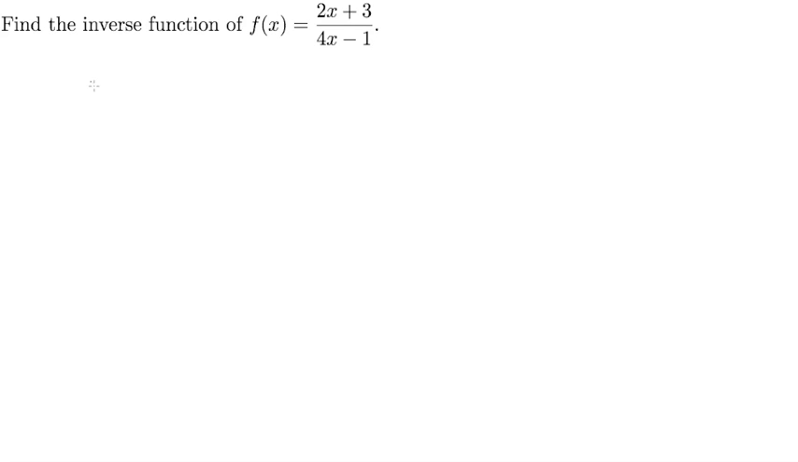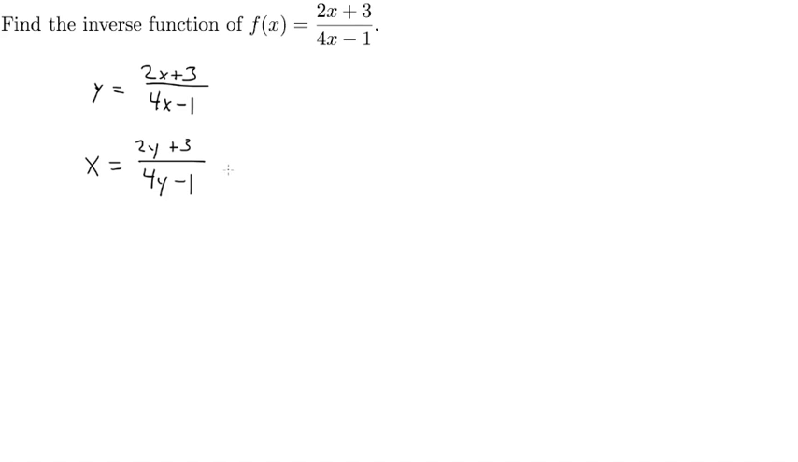We're going to first write in our y, so we're going to rewrite this as y equals 2x plus 3 over 4x minus 1. Then we're going to flip-flop. We're going to switch the roles of x and y. So now I have x equals 2y plus 3 over 4y minus 1.